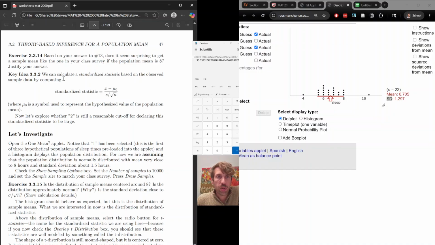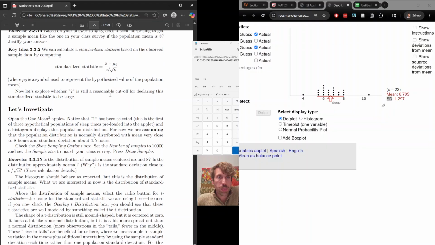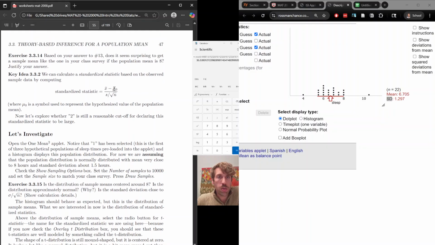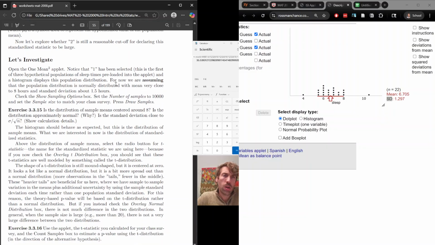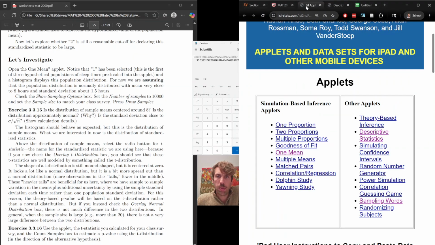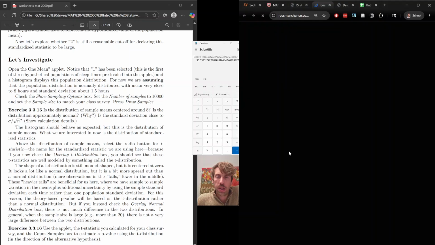Okay, we're going to calculate the standardized statistic based on the observed data by computing that. By the way, mu0 is the number that goes with the null hypothesis. Okay, so now we're going to open up the one mean applet. So go back to our applets page, click on one mean.